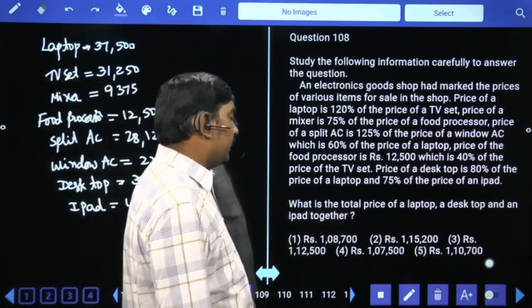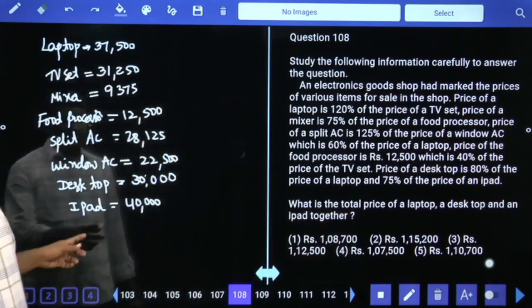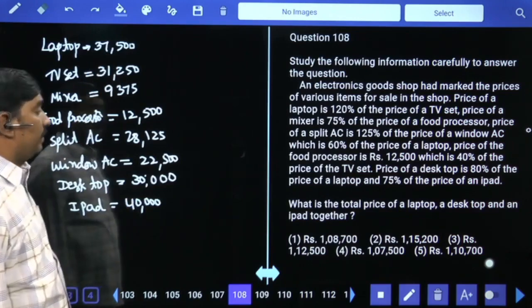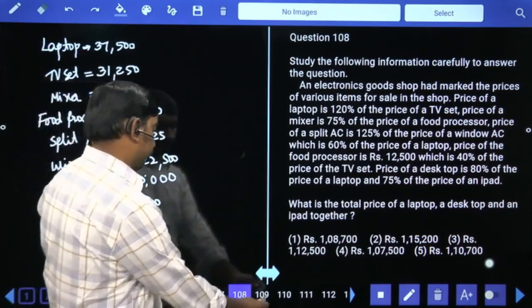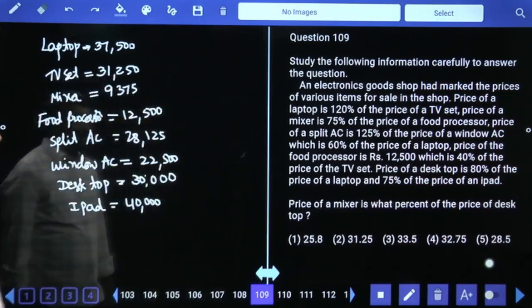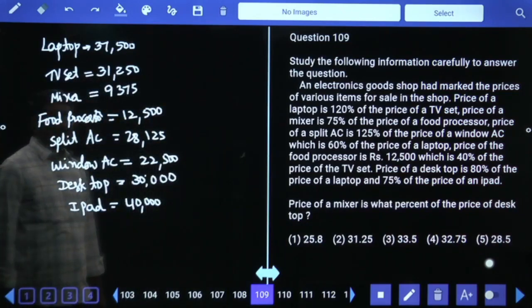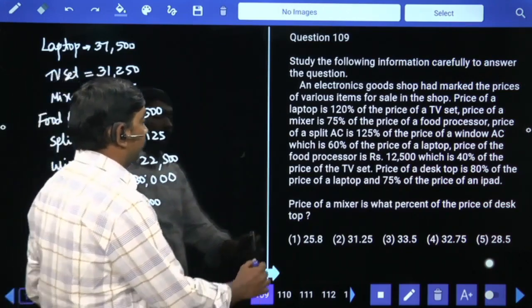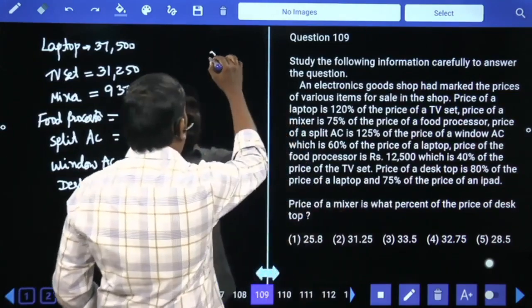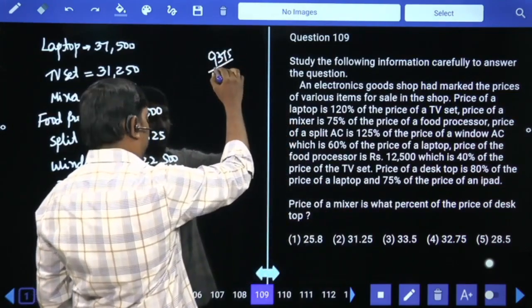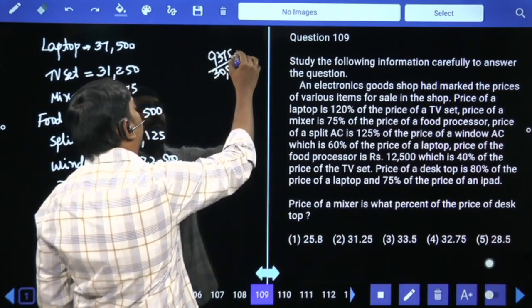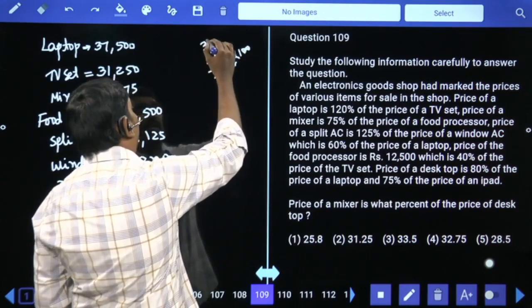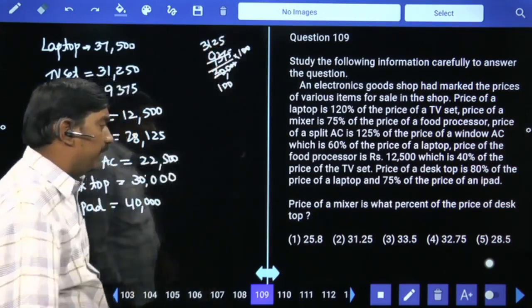First one. Price of laptop, desktop and iPad: desktop and iPad are 70,000 and the laptop is 37,500. So the total is 1,07,500. Fourth option. Next, the price of a mixer is what percent of the price of a desktop? 9,375 is what percent of 30,000? That gives 31.25%.